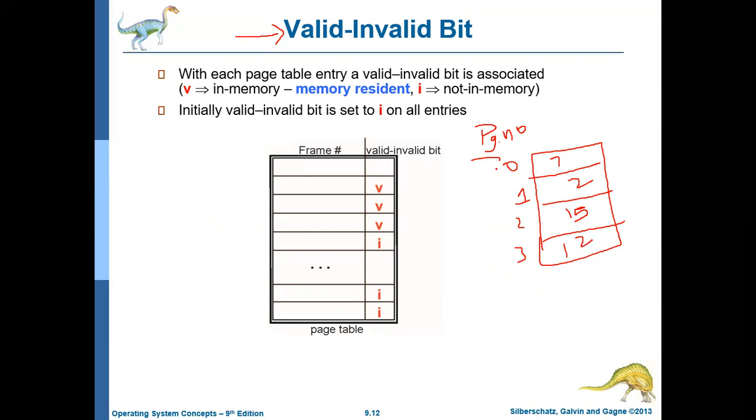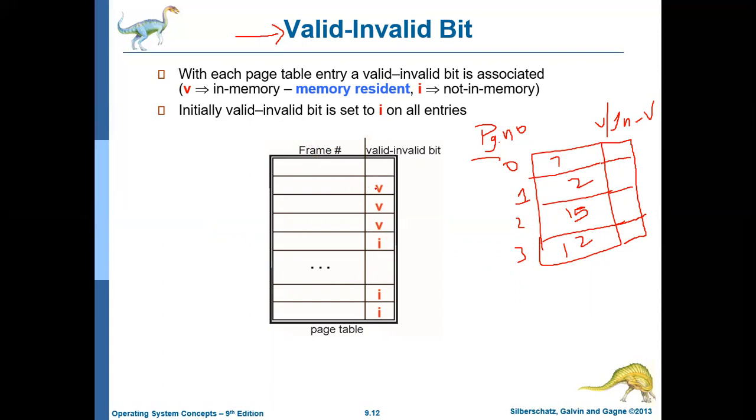But to support demand paging, some additional improvement should be done for memory management, so some extra hardware is required. We are adding one more bit, one more column, to the page table, and this column is called the valid or invalid bit. It is shown in this diagram: the page table contains the frame number and a valid or invalid bit.